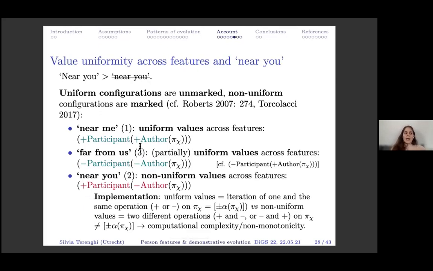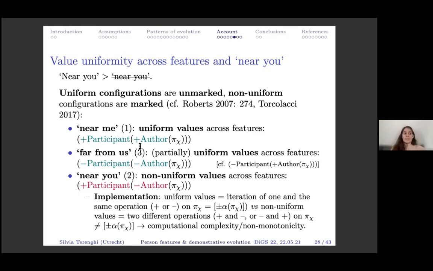And moreover, I take the hero-related domain to be marked in and of itself, and this is because of its featural definition. Here I build on an idea originally put forth by Roberts in 2007. The idea is that uniform configurations within parameter hierarchies, specifically the setting of parameters, are less marked than non-uniform configurations. And Torcolacci first applied this idea to features, and he focused on phi and tense features and considered non-uniform feature specifications of phi and tense features to be marked. And here I apply this.